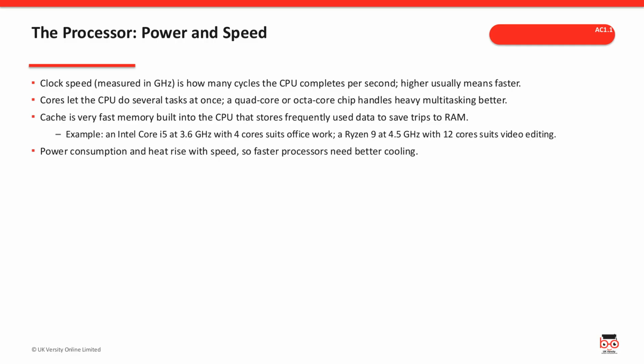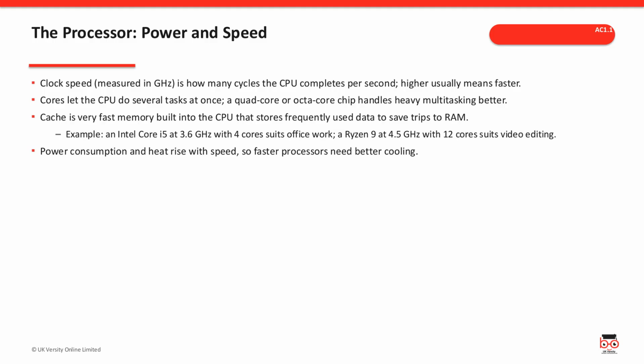What makes one processor faster than another? Three things mostly. Clock speed, measured in gigahertz, is how many cycles it races through each second. Cores are like having several workers, so a quad-core or 8-core chip juggles many jobs at once. And cache is a little pocket of ultra-fast memory right on the chip for the data it reaches for most.